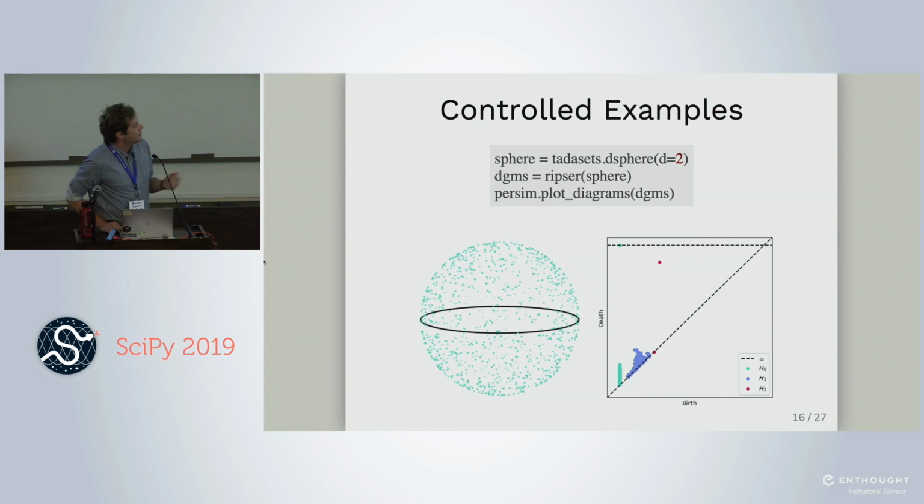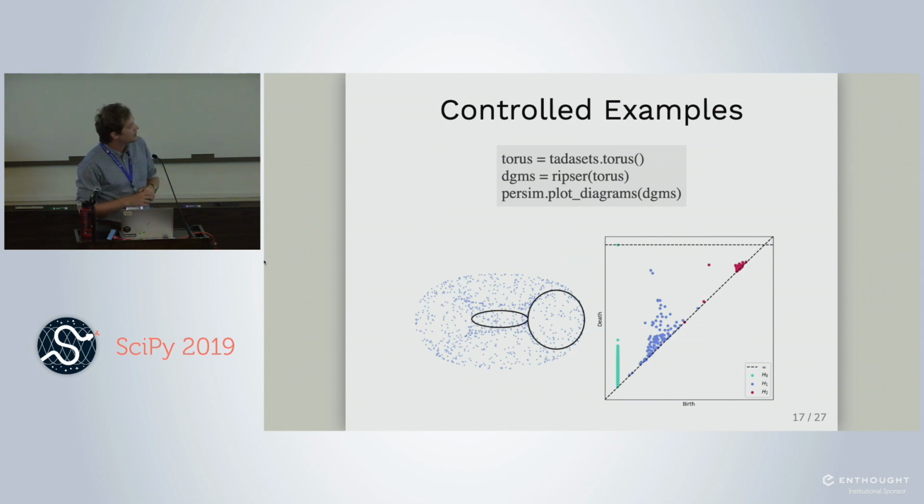So here's a two-dimensional sphere, and computing the persistent homology of this sphere, we see that there are some points in the H1, so there are some one-dimensional holes, but they're very close to the diagonal. They're very small. But there's one point, a two-dimensional hole, very far from the diagonal. So this is capturing that. This is telling us that there is one sphere in this data set, but not any other structures.